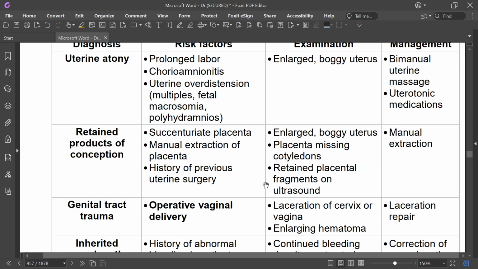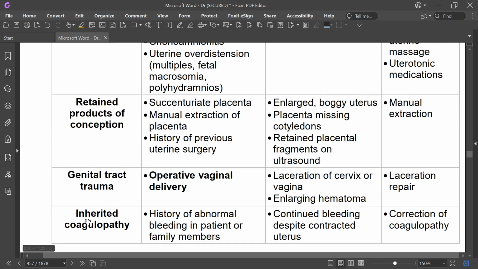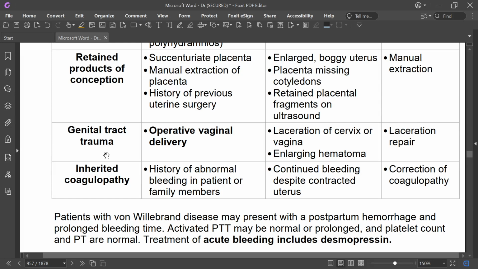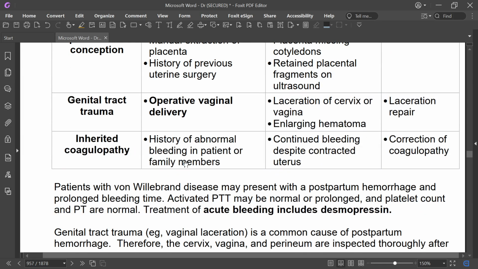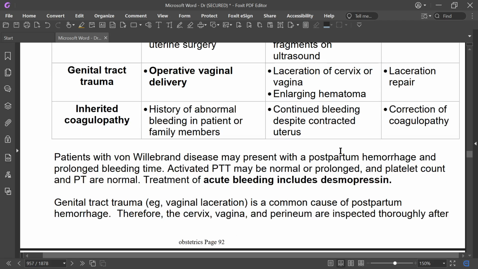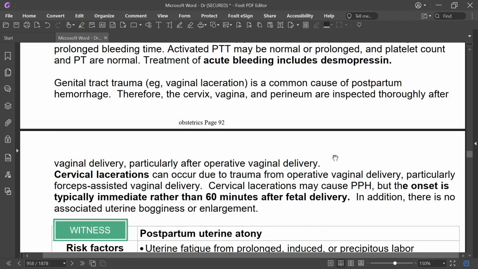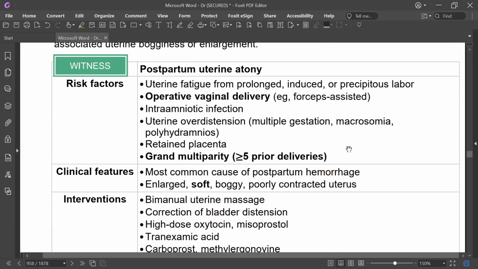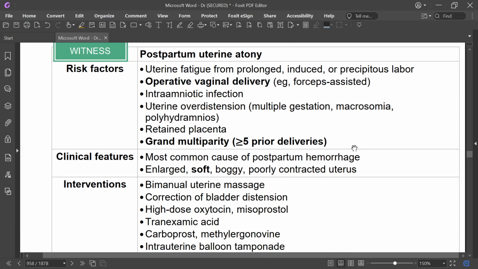With retained products of placenta, there is also an enlarged boggy uterus, but a placenta with missing cotyledon is present, and retained placental fragments are seen on ultrasound. In genital tract trauma, there is operative vaginal delivery, laceration of the cervix or vagina, and an enlarging hematoma; treatment is laceration repair. In inherited coagulopathy, there is a history of abnormal bleeding in the patient or family member and continued bleeding despite a contracted uterus; treatment is correction of the coagulopathy.